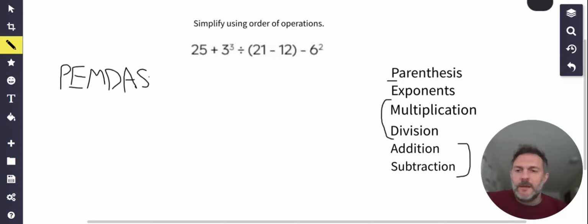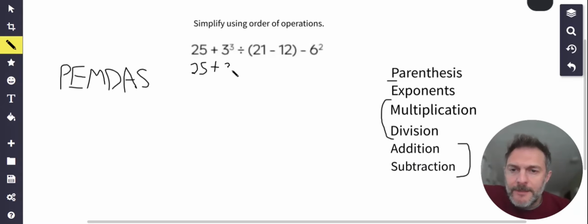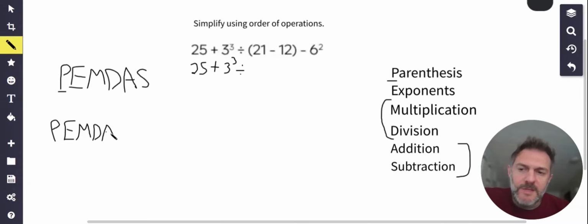So, we start by rewriting what we don't do yet. I'm not doing the 25 plus 3 to the third power yet. The reason why is my first step is parentheses. I stop when I get to my parentheses. Now, officially, when you have a parentheses, you should be doing PEMDAS for everything inside the parentheses as well, okay? In this case, there's only a subtraction expression, 21 minus 12. That's all we have.